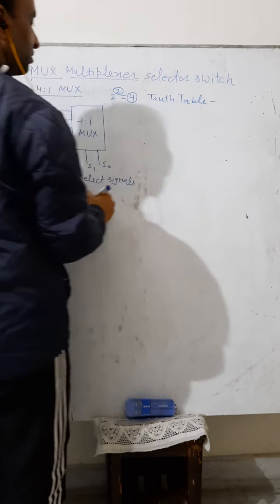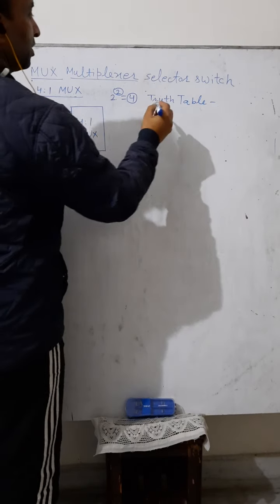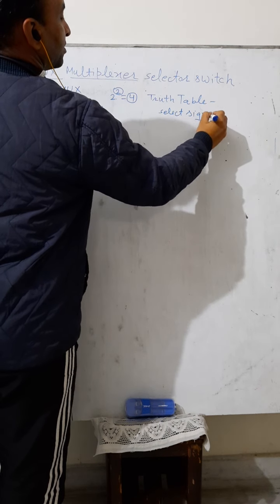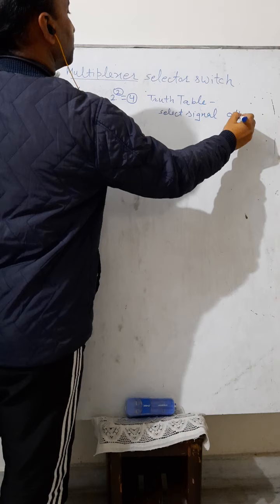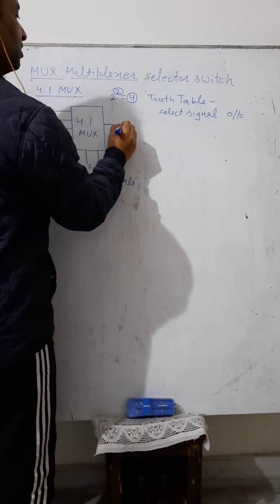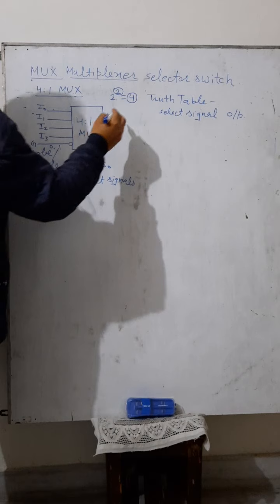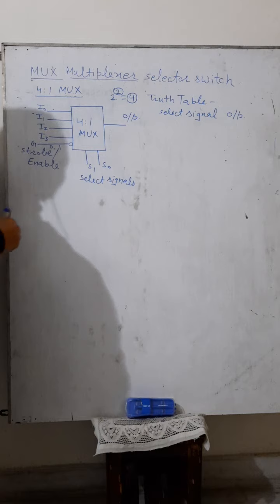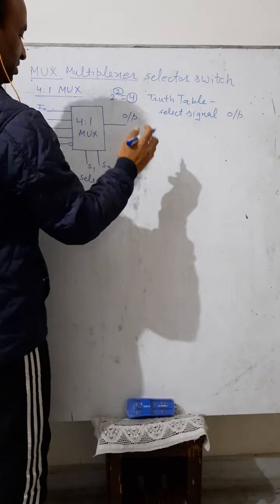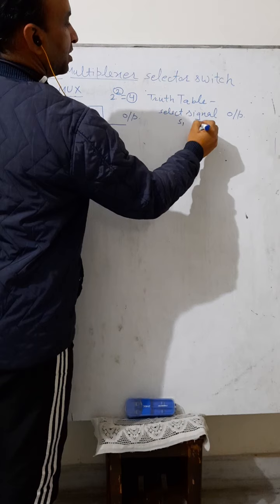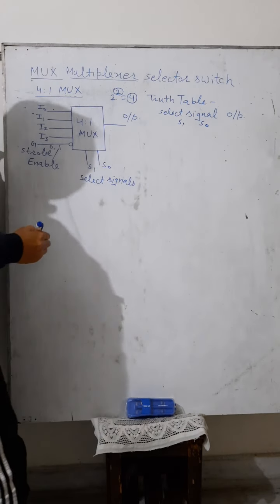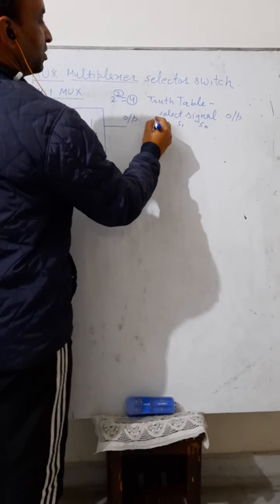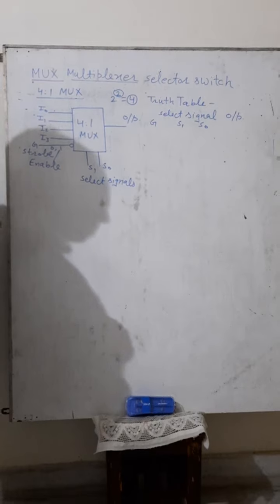Truth table. What will be the truth table? Select signals, output. Here we also have to draw an output. Now, select signals S1, S0, and the output signal is there. Now the G strobe signal is also here.